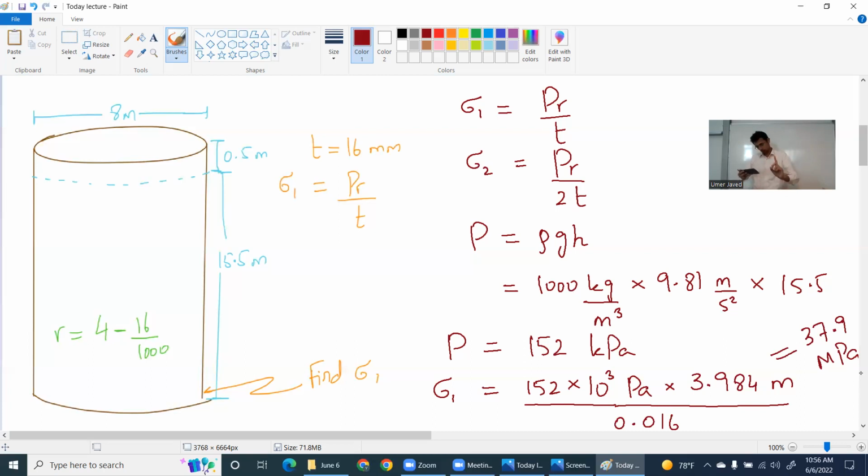It's still the gauge pressure, right? If the atmospheric pressure is also acting from the top, then the absolute pressure will become 152 plus 100. But I am only taking 152. Why? Because it's the gauge pressure.